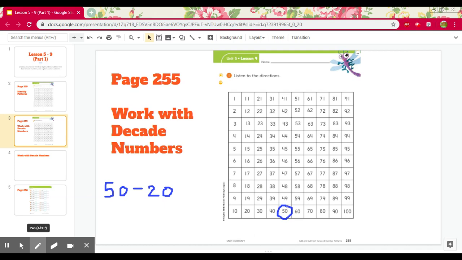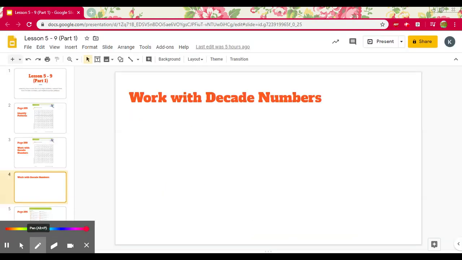If you said we should move 2 spaces, you're correct. 1, 2. We took away one 10, and we took away a second 10. 2 tens total we took away from 50. So 50 minus 20 equals what? 30. We are continuing our work with decade numbers using 10 sticks and 1 dots to solve 34 plus 20.